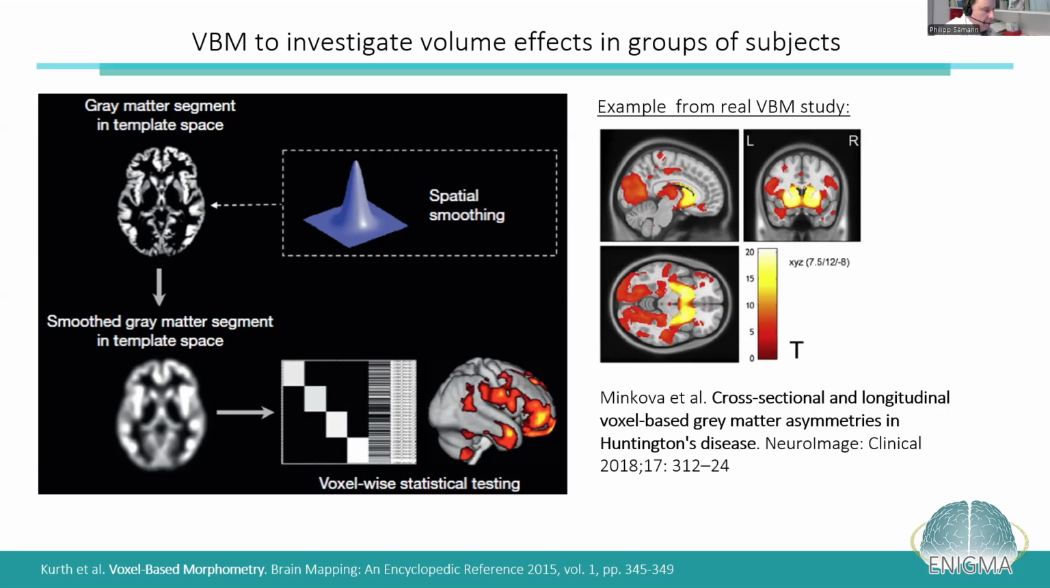And here on the right side, you can see an example of the before-mentioned Huntington's disease. Here you can see a statistical T-map comparing a group of Huntington's patients with a group of control subjects. And as expected, you find a hotspot of the volume loss in the bilateral caudate nucleus.